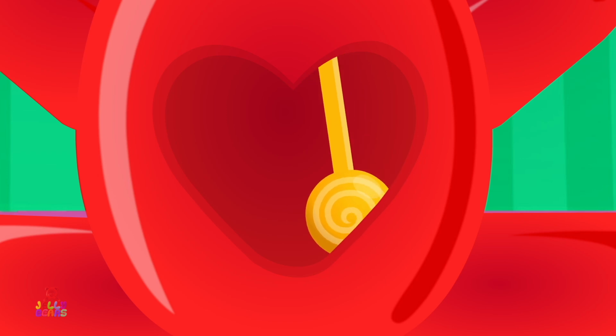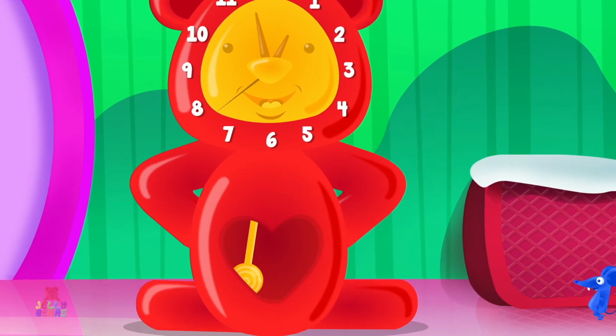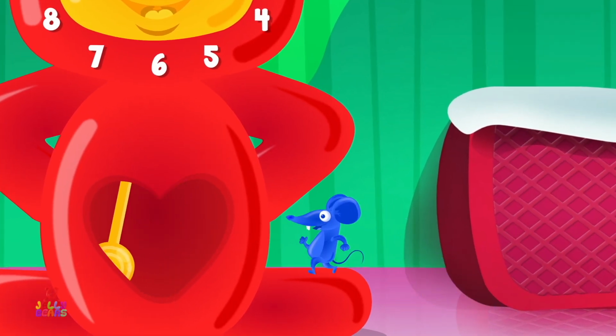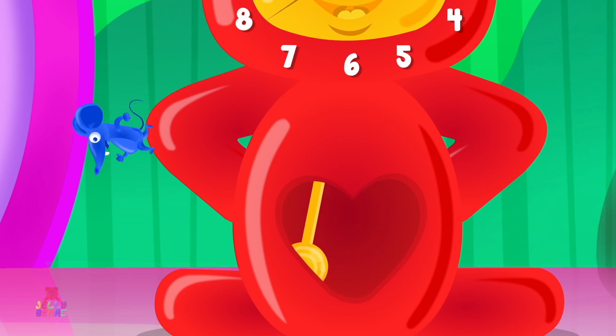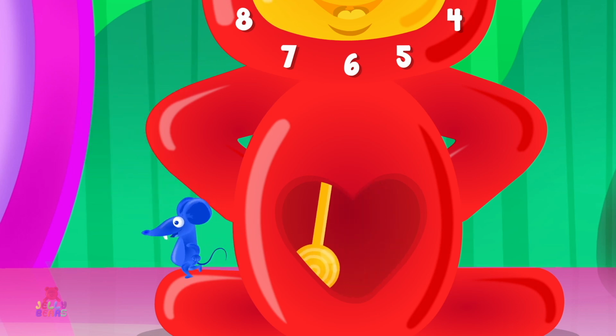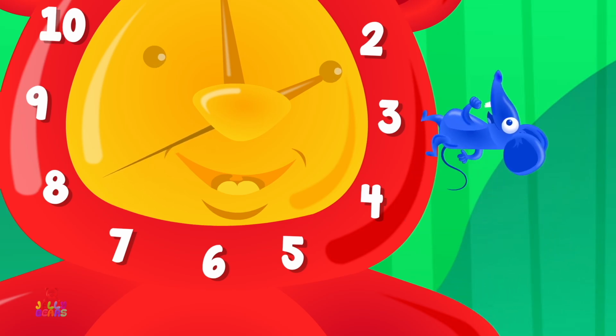Tick tock, tick, tick tock, tick. Hickory dickory dock, the mouse ran up the clock. The clock struck one, the mouse ran down. Hickory dickory dock. The mouse ran up the clock.